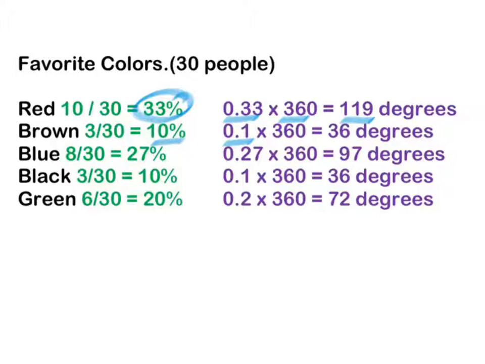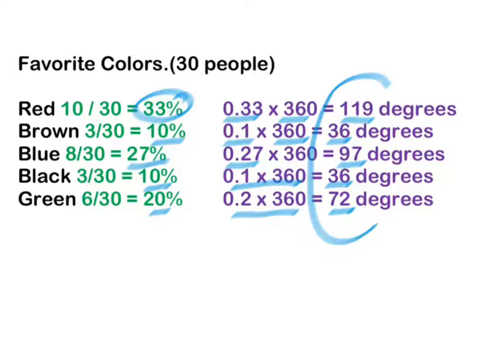Here's 10%, that's that 10% there, times by 360 would be 36 degrees with our protractor. And that would be the same for this one. Times 27 will be 97 degrees. This one will also be 36 degrees, 10 times 360. These are all the decimal versions of the percents you see to the left. And then 20% is 0.2 times 360, and that would be 72 degrees.